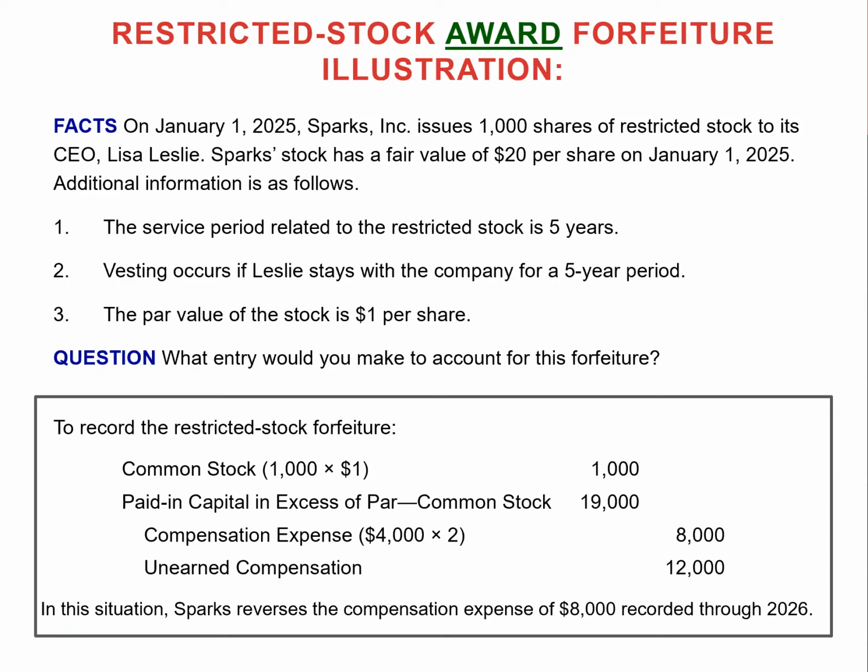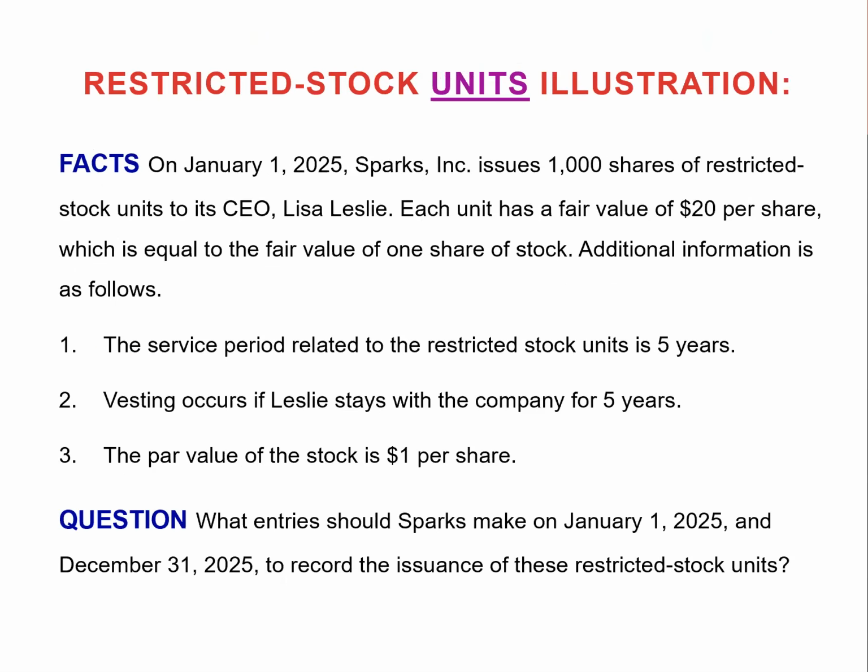So we just saw the example of restricted stock awards where the employee actually receives the stocks and stocks are issued on the grant date, and then we allocate those stock prices over the service years as compensation expense. And you also saw what if the employee leaves before the service years end and how we record the forfeiture of the stock awards. Now we will see the same example, but this time this is not awards, this is rather restricted stock units. So there is a slight difference between the stock awards and stock units.